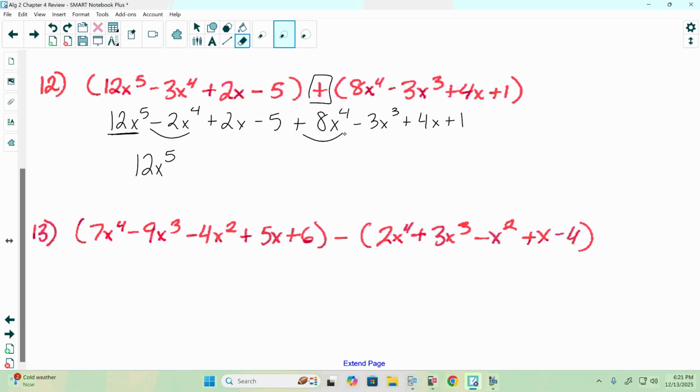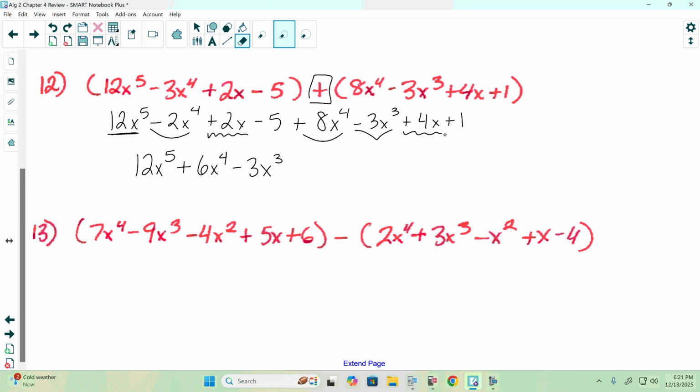The next one I'd be looking at is x to the fourth. We do have 2 x to the fourth terms, negative 2x to the fourth and 8x to the fourth. Negative 2 plus 8 is going to be positive 6x to the fourth. Then I'd look for my x cubed term. We only have one, negative 3x cubed. We just put it there. Then I would look for x squared. There are no x squared terms, so we're just going to move on to x.